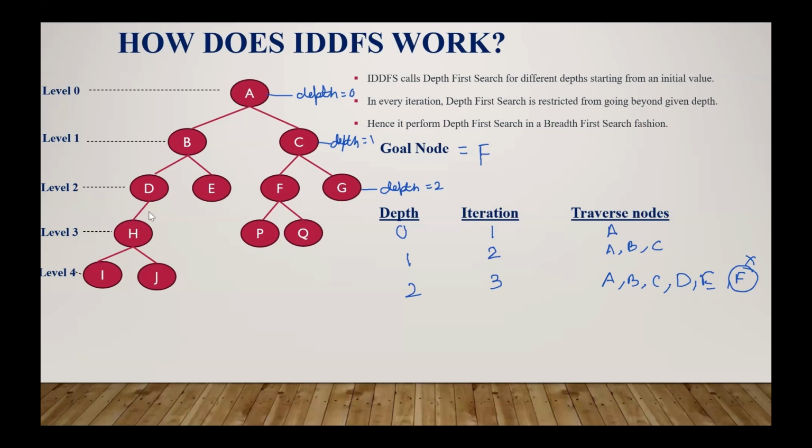Let us take another example. For example, suppose our goal node is a different goal node. Then according to that, we have to perform the search operation.